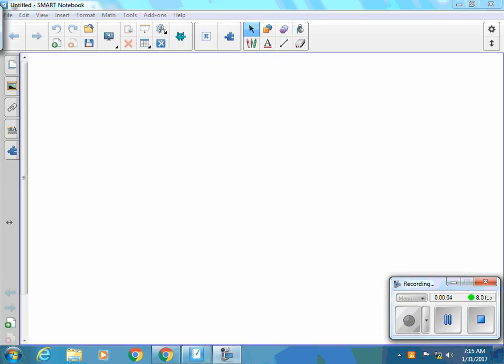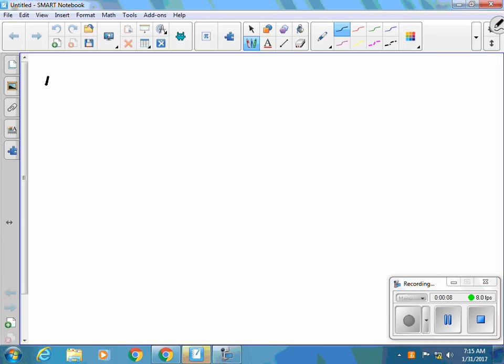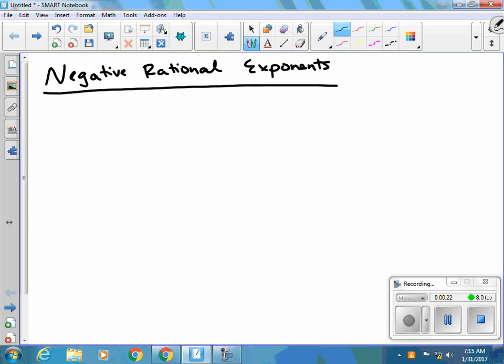Now that we've worked with positive rational exponents, we've got to work with negative rational exponents. And really, there's not a whole lot of difference between positive and negative. Just one extra step. So with a negative rational exponent, we know with negative exponents, we actually flip whatever it's going to.